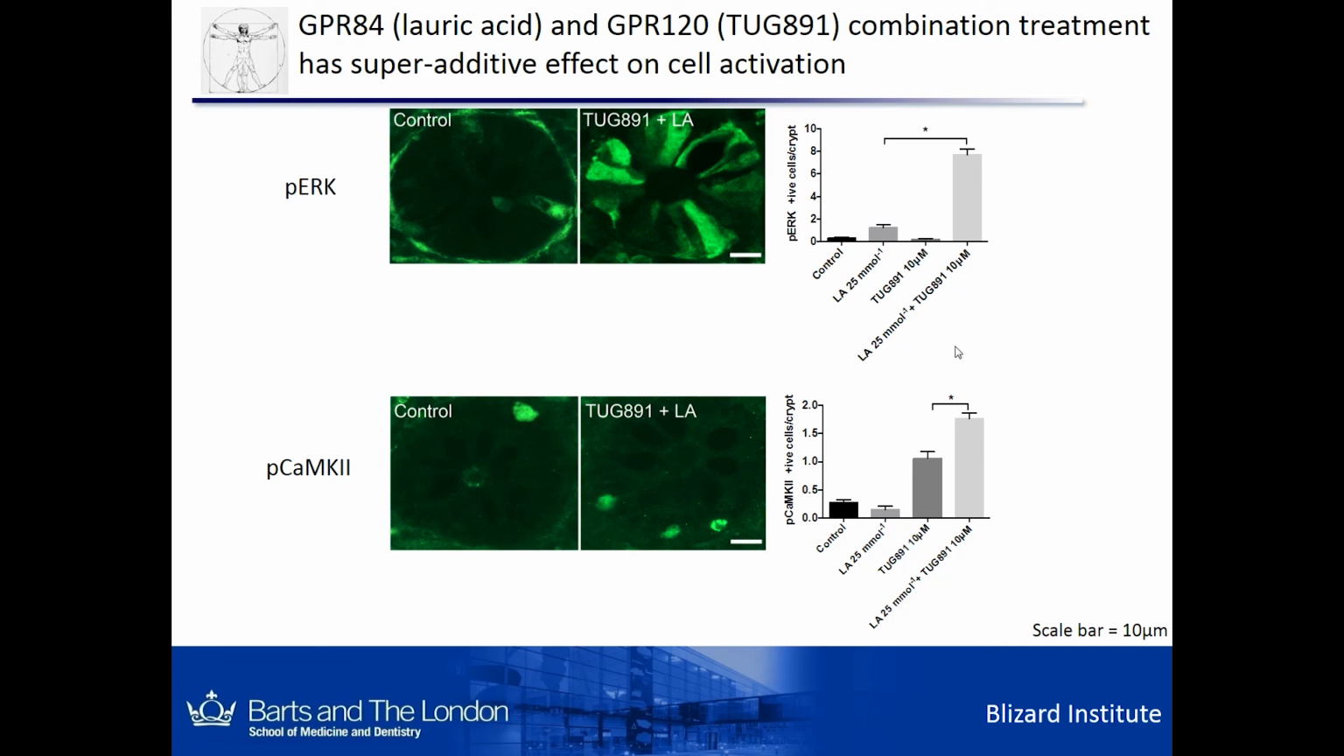If you look at this top panel, especially this top graph, lauric acid on its own does increase phosphorylated ERK expression, but this is almost 4 times as much when we use a combination treatment. Phosphorylated CaMK on its own also does activate, like I showed before, but when we use them in combination, we almost double the number of activated cells.